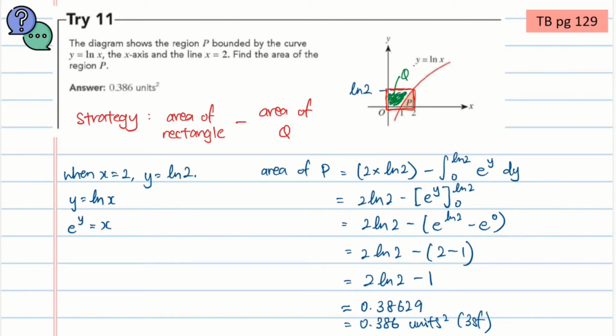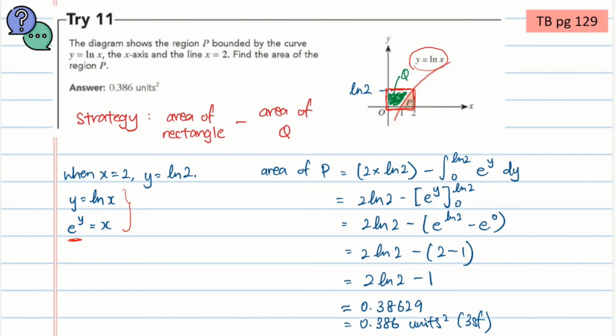Because if I have y equals to ln x and I try to make x the subject, in this process here, I am going to realize that I will have e to the power of y. And we do have the necessary skills in integrating e to the power of y. Okay, so this is the strategy behind solving this question.